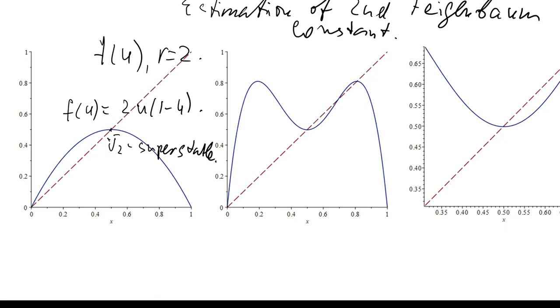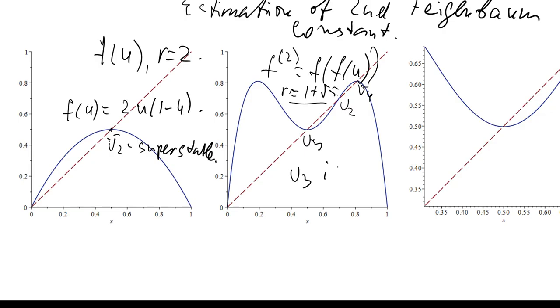Now this is the two-composite map, which is f of u. And here we will take the value of r, which should be equal to 1 plus the square root of 5. For this value of r, here this is U2, this is U3, and this is U4. So at this value of r, U3 is superstable.